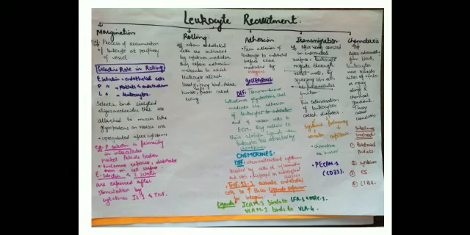The ligands include ICAM-1, which binds to LFA-1 and Mac-1, and the second one is VCAM-1, which binds to VLA-4. All this leads to firm adhesion, and that is followed by transmigration.